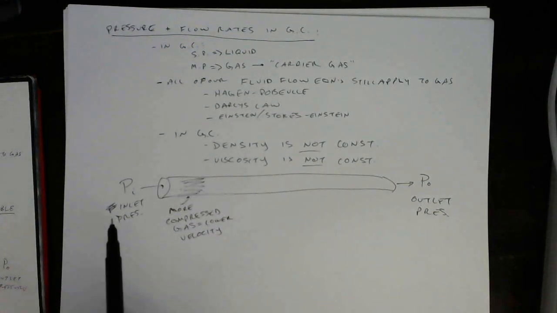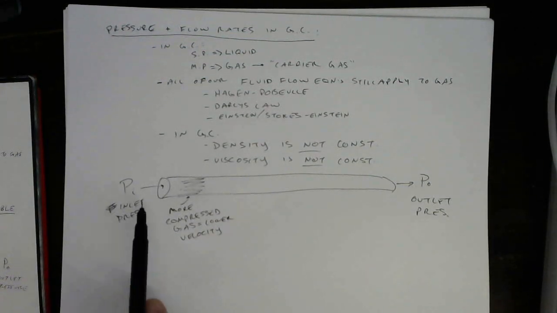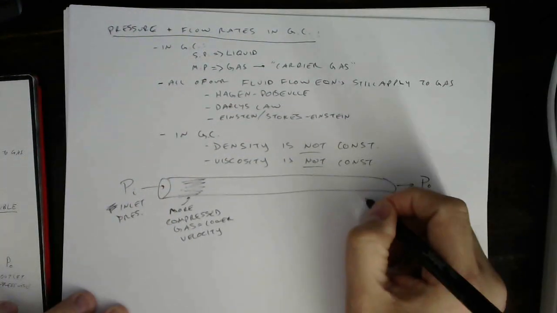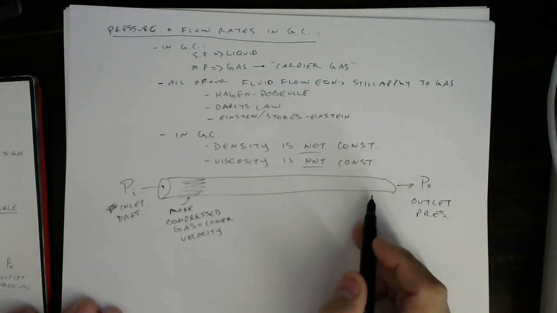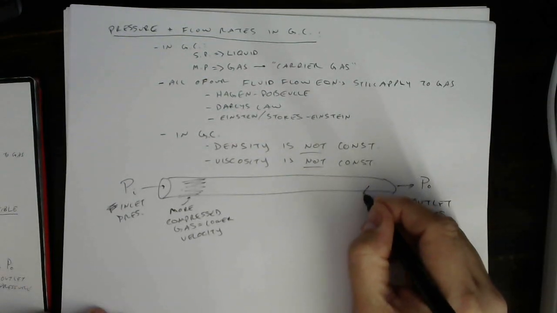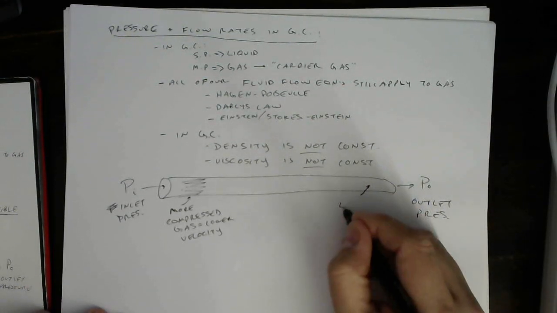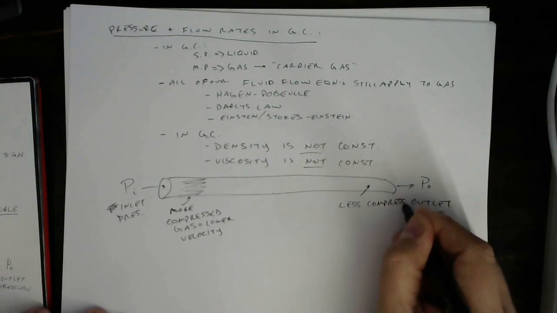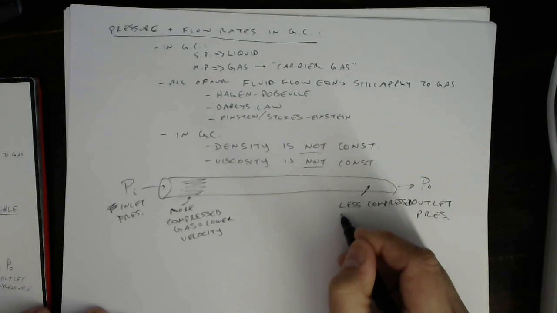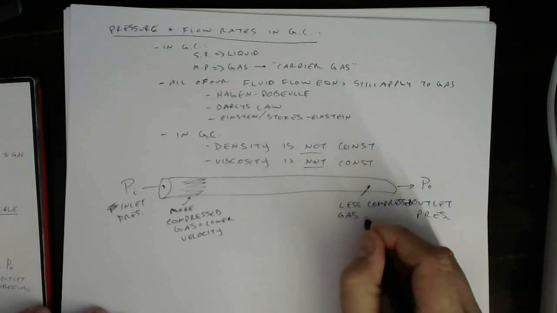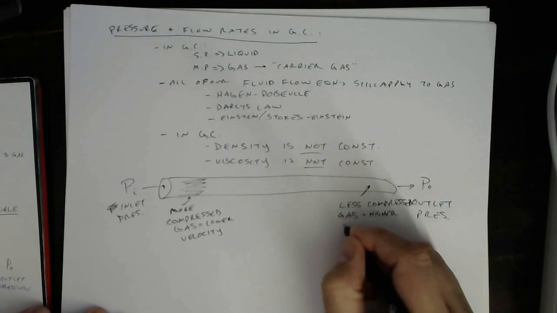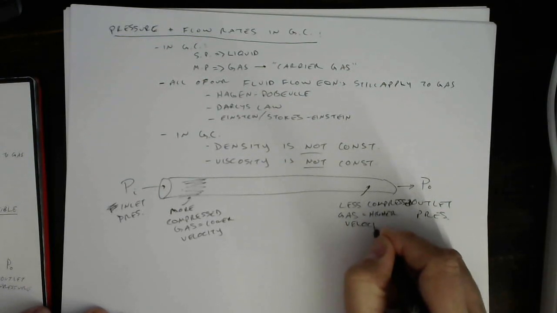right? Basically, the potential energy from our pressure is going to go not into moving this stuff, but into compressing it into a smaller volume. As you get towards the outlet pressure, we're going to have less compressed gas, right? So out towards here, towards the end of the column, we'll have less compressed gas, our carrier gas, and that's going to give higher linear velocities.